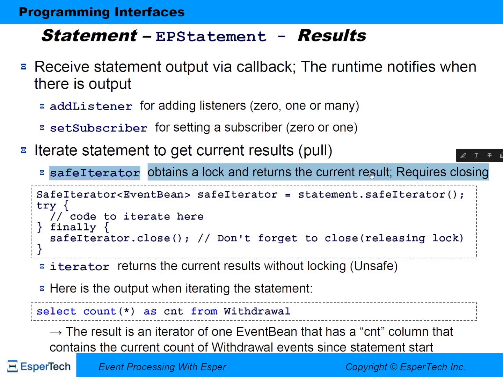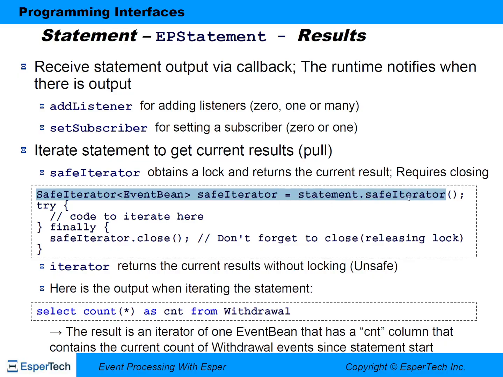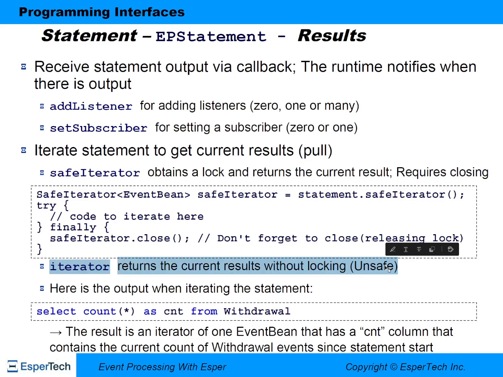This code snippet obtains a safe-iterator and closes it. safeIterator equals statement.safeIterator. Try. Finally. safeIterator.close. EPStatement also has an iterator method. The iterator method returns current results without locking and may thus be unsafe since there could be a concurrent modification depending on runtime event processing or time passing.